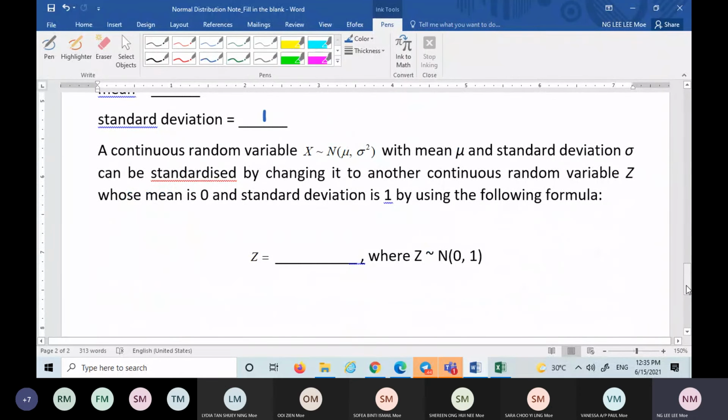A continuous random variable with mean mu and standard deviation sigma can be standardized by changing it to another continuous random variable Z, whose mean is 0 and standard deviation is 1, by using the following formula. This is very important. This formula, you've got to remember for the normal distribution. The original random variable X, you've got to minus the mu and then divide by the sigma.